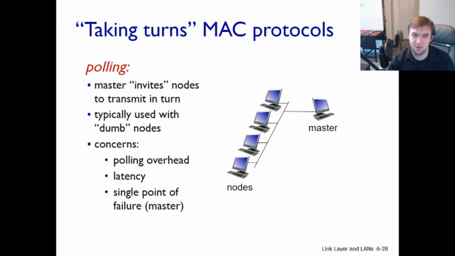So one way to implement taking turns is with polling. You have a single node, which is your master node, and it invites the others to transmit in turn. Usually means that these nodes are sort of dumb and aren't doing any calculations on their own. So the master polls and says, okay, you can talk, and then polls again, says, okay, you can talk. Concerns with this are that the polling itself obviously has some overhead, latency can be an issue, and if there is a problem with this master, then the whole thing kind of falls apart.